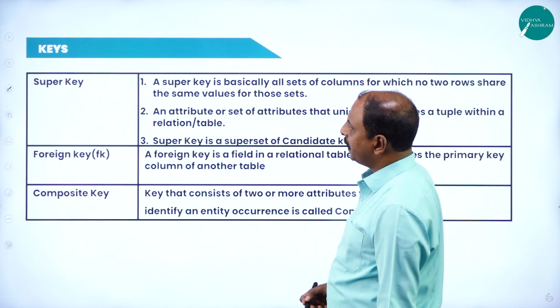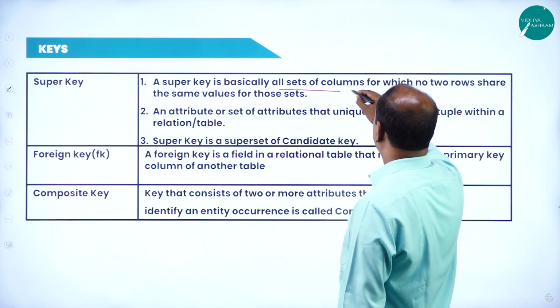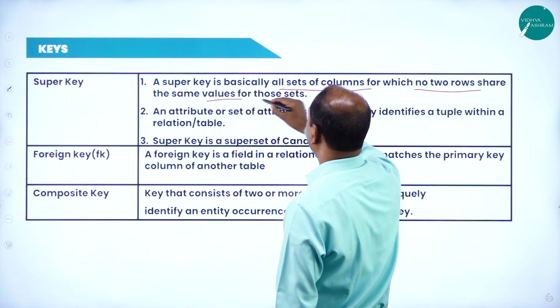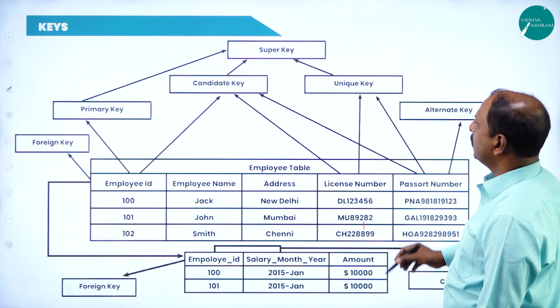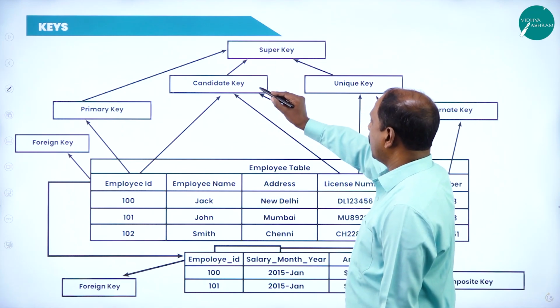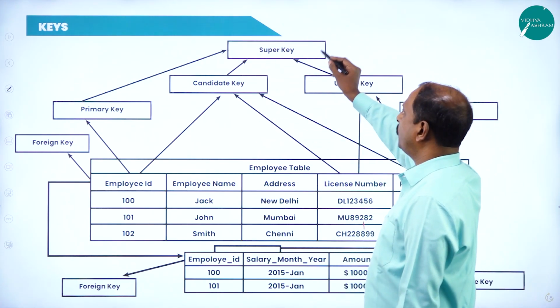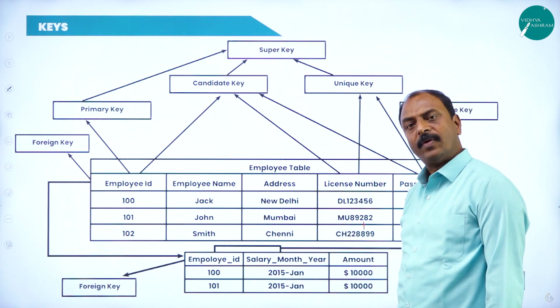Now the next definition is super key. It is basically a set of columns for which no two rows share the same values for those sets. And if you look at the diagram here, primary key, candidate key, unique key, all these form a super key because all these have different or unique values.